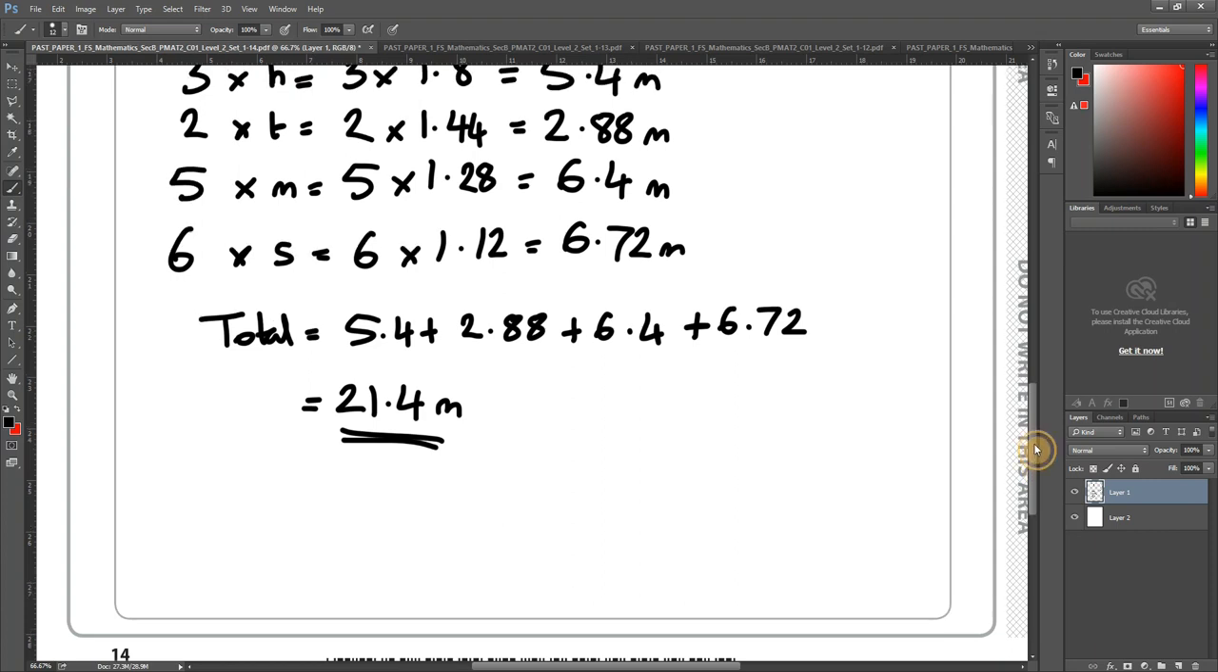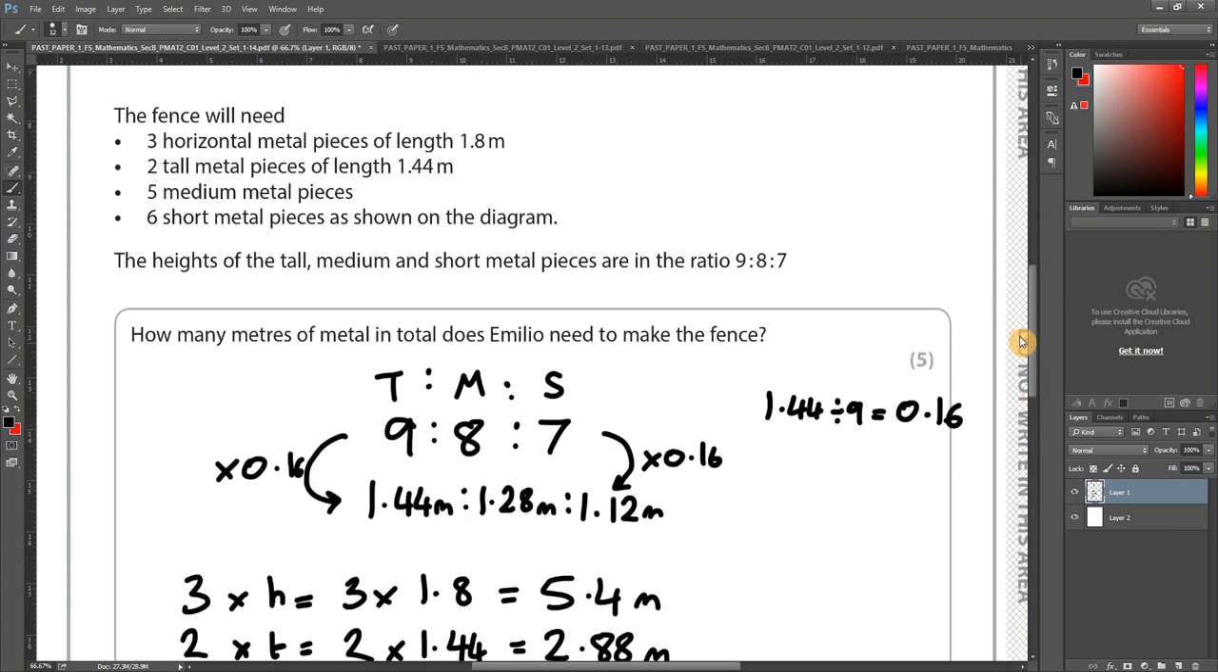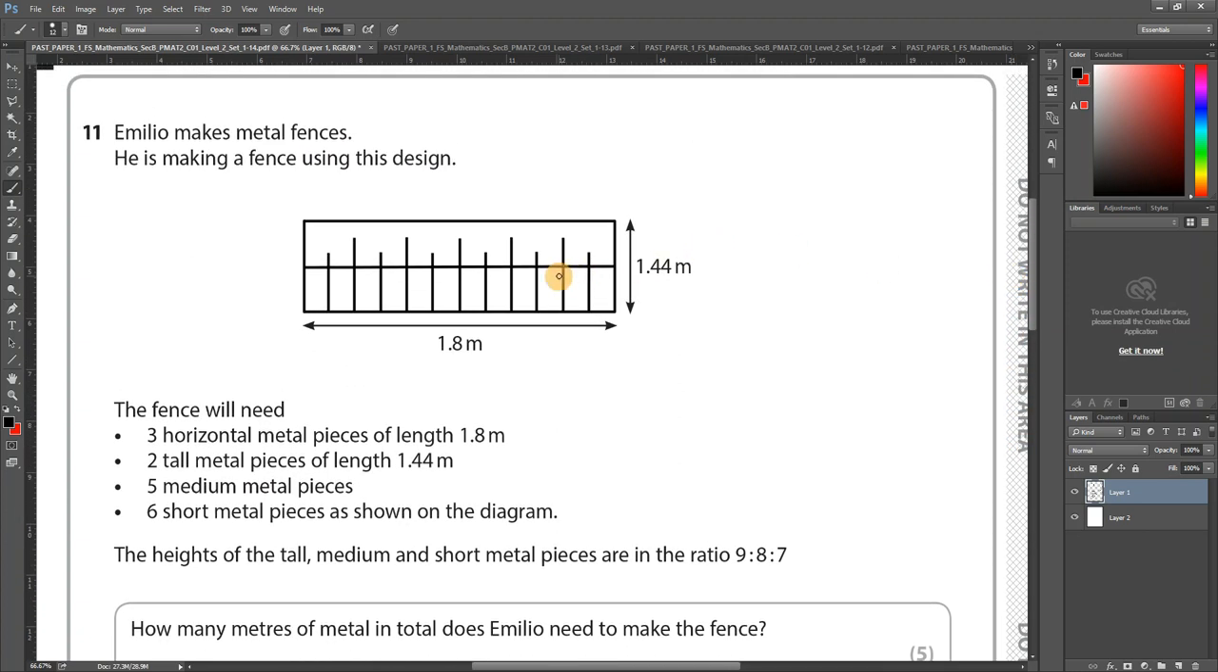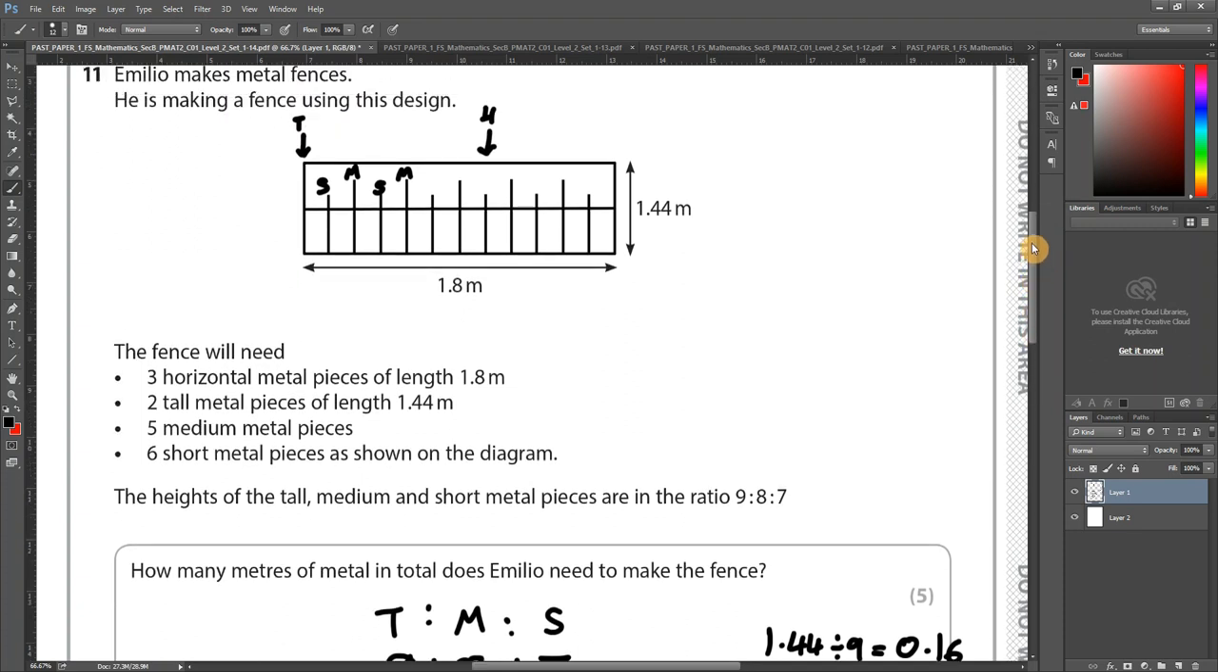How many marks was that? 5 marks for that. Wow. Okay. So yeah, I hope that made sense. It looked a bit complicated at first, but obviously they're talking about this diagram. They're talking about the horizontal, the tall pieces, the medium pieces. Hopefully you know which ones they're talking about. You can even say that this is one of the tall ones here, for example, and this one here is a horizontal. So you can label it if you want to, to make it easier for you to visualize. Well, that's your answer for that one. Let's move on to the next question.